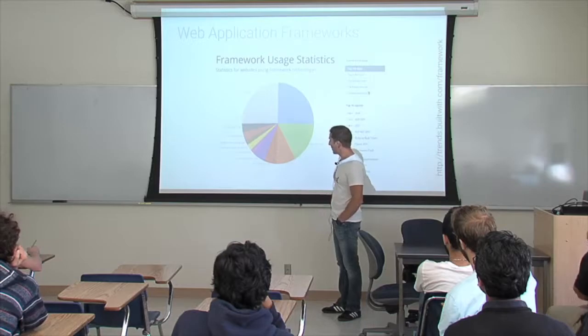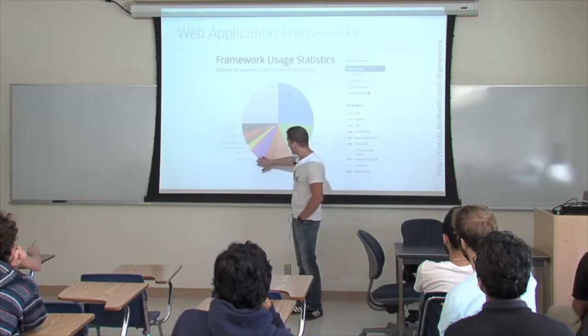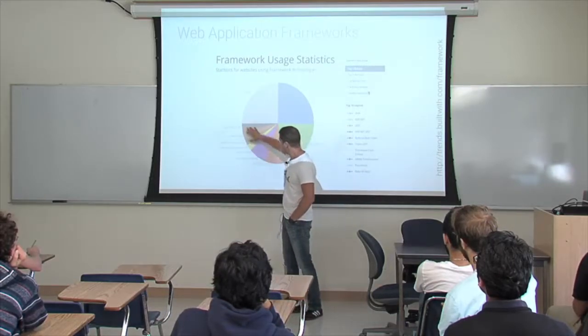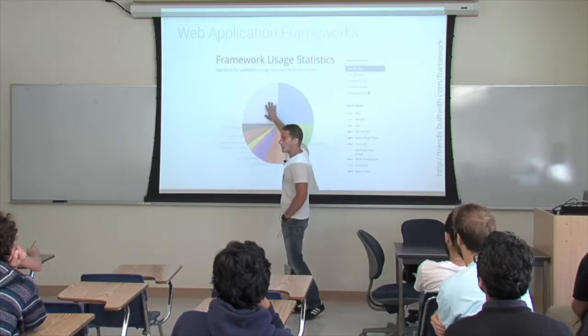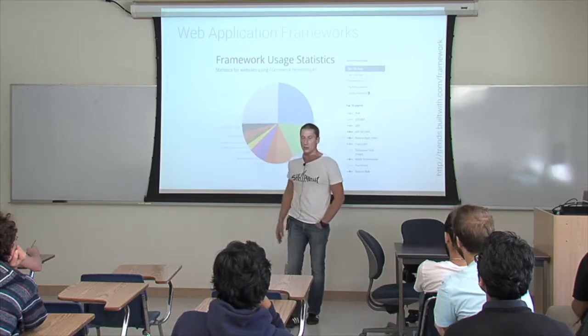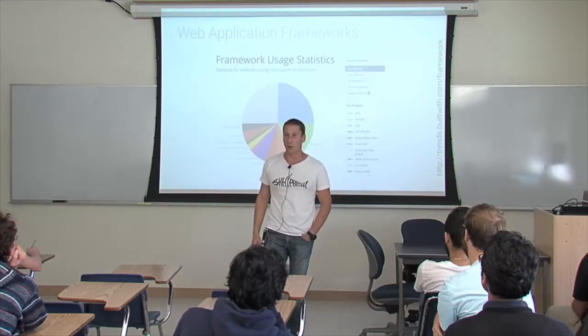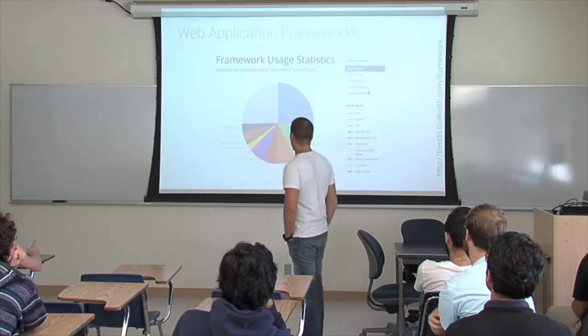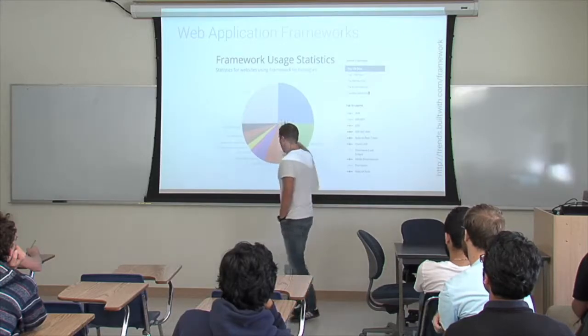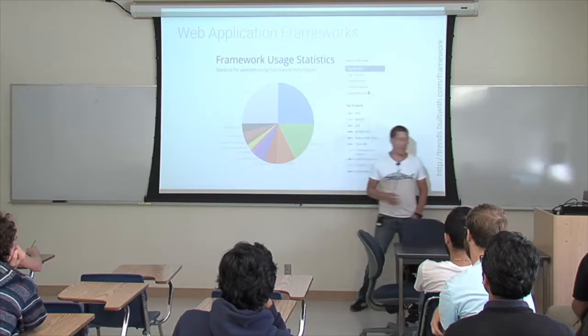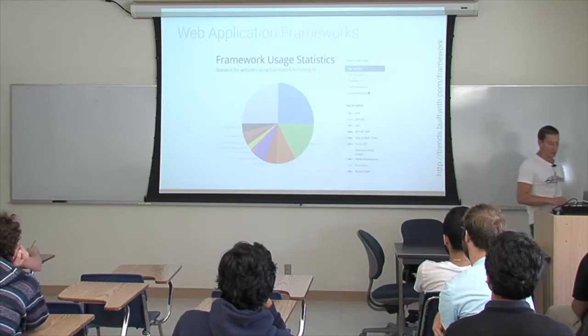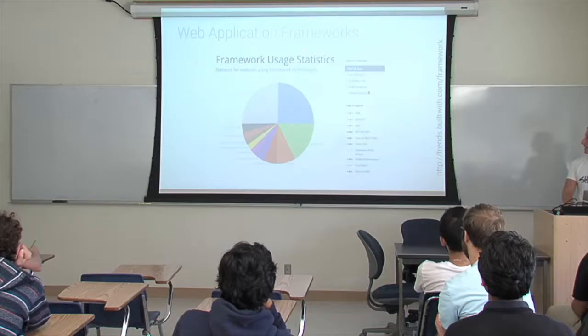J2EE, another 10%. If you look at Ruby on Rails, between this and this, another 10%. But you see that there are a bunch of other minor frameworks that are used all over. There is somebody who crawls the internet and finds out about all this. But you see that stuff like ASP.NET still has a pretty substantial size of the market.